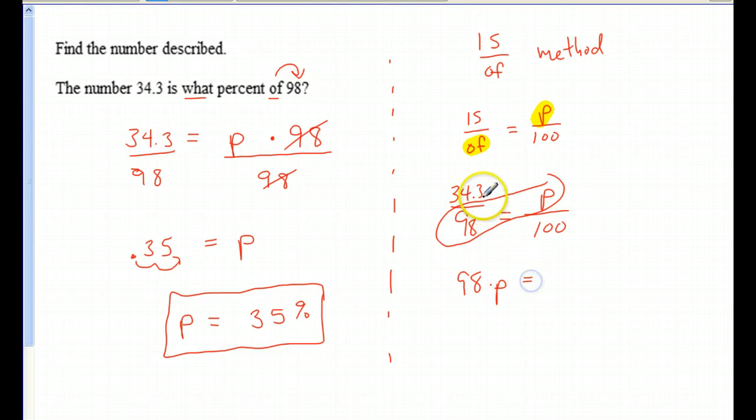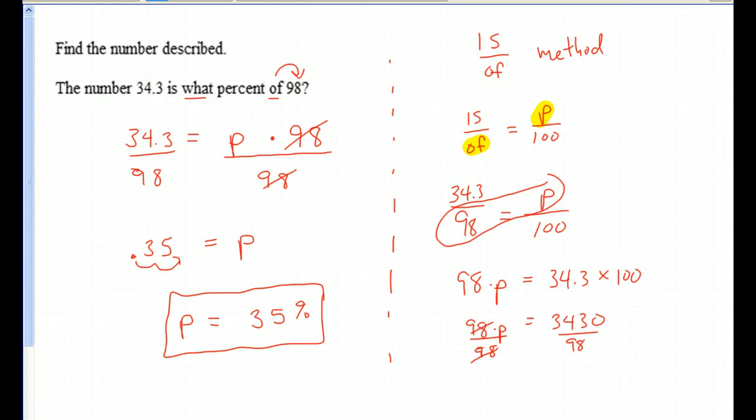98 times p. Now we just cross multiply to solve this. 98 times p equals 34.3 times 100. Remember, when we multiply by a power of 10, we just move the decimal by how many zeros. So 2 places would give me 3430, and then 98 times p equals that. Now I'm going to divide both sides by 98, again just like we did before, to get the p by itself.